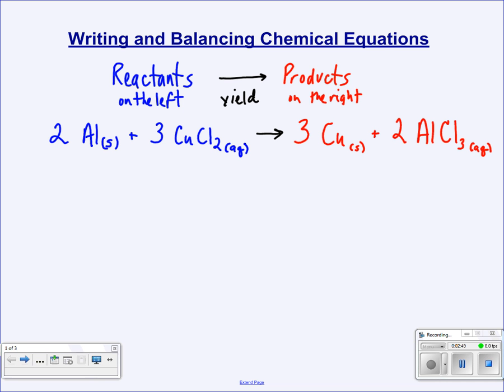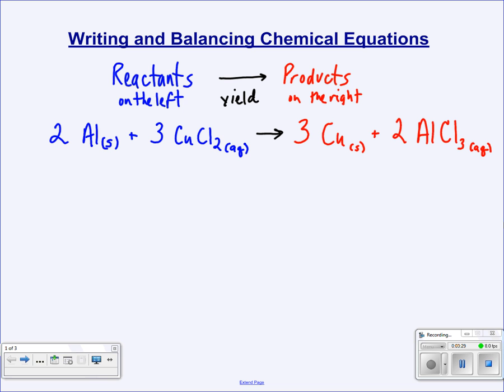And class, you can read this as what they call a word equation. Of course, you know most chemical reactions, you're going to use chemical symbols like Al and CuCl2, but it can also be read as a word equation. 2 atoms of aluminum, solid, plus 3 molecules of copper 2 chloride, aqueous, yields 3 atoms of copper solid and 2 molecules of aluminum chloride, aqueous.